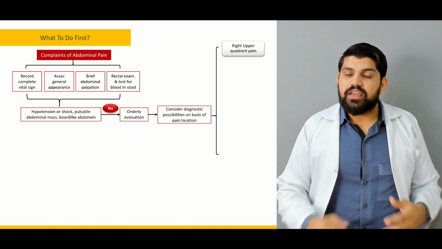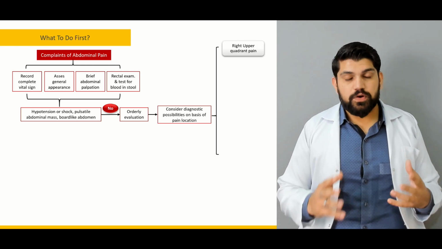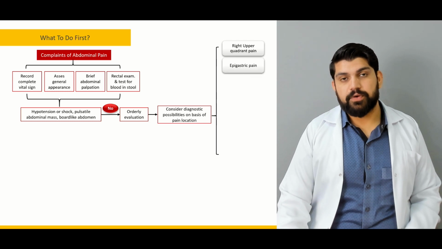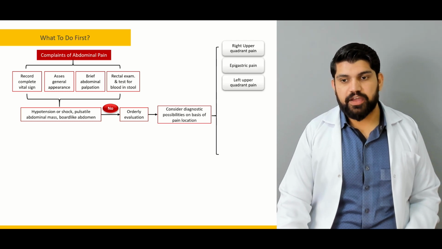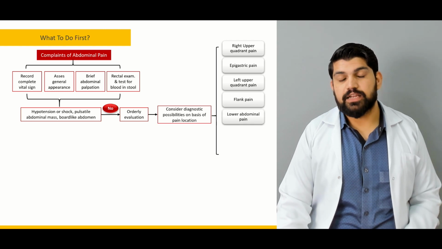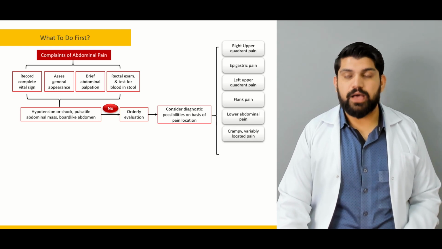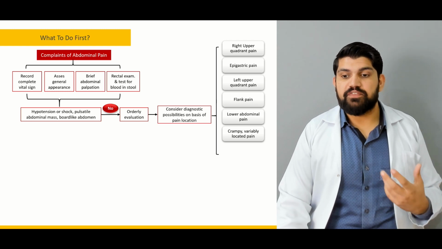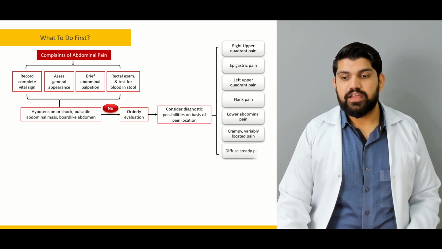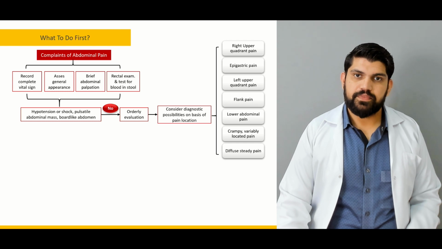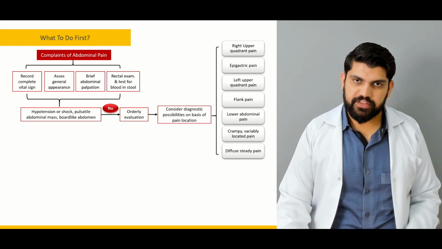So, then consider possibilities according to location: right upper quadrant pain, epigastric pain, left upper quadrant pain, flank pains, precisely including the renal system, lower abdominal pain, crampy, variably located pain, and diffuse steady pain. These types of pain, I'll explain more further later on.